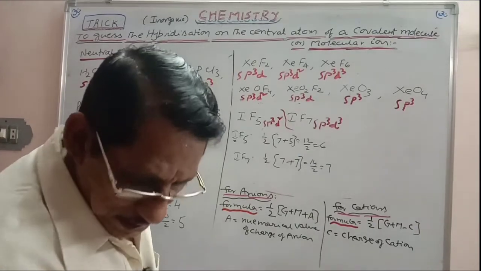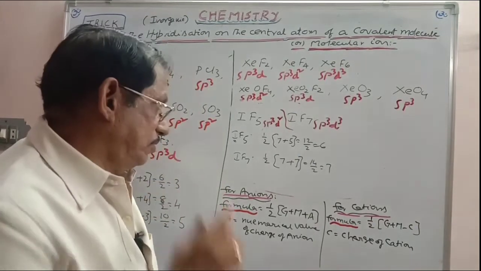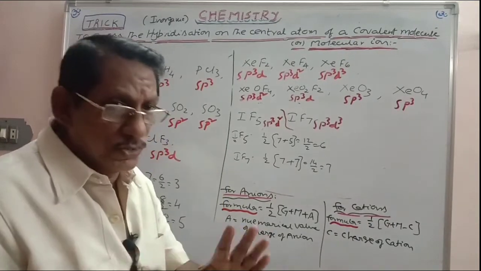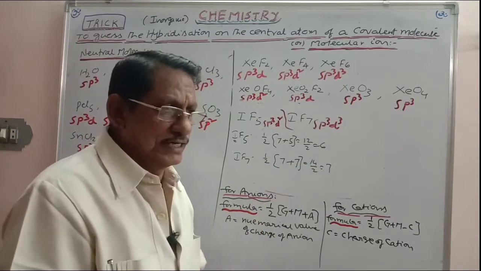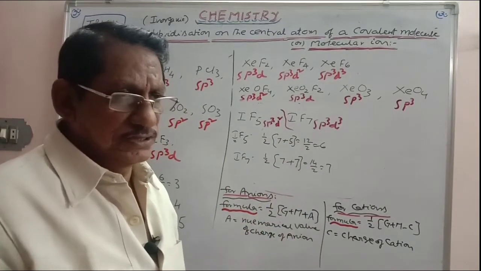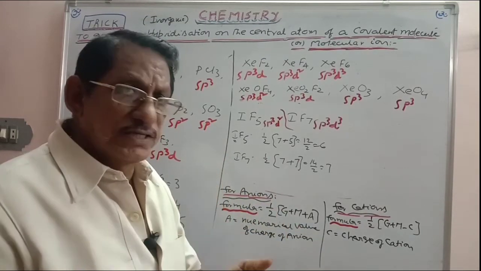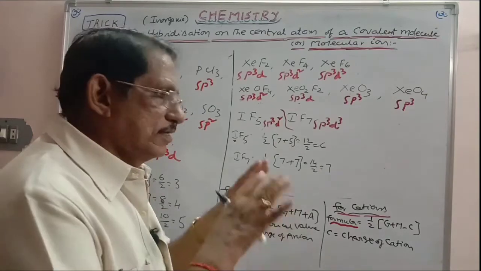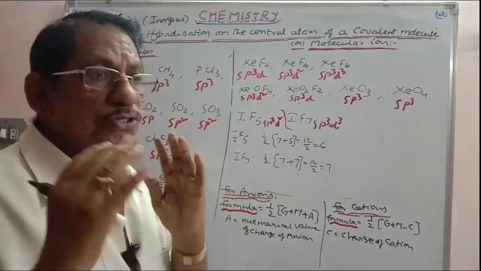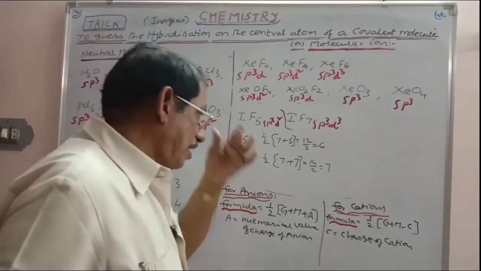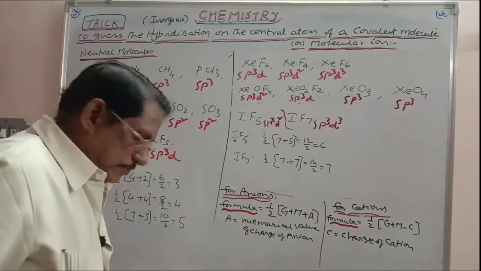Right? This is the way you have to guess the hybridization for neutral molecules. Any neutral molecule you can take, that should be a covalent compound. The central atom you have to take, consider the group number, count the number of monovalent atoms, adopt the formula half into G plus M. Whatever number is obtained, the hybridization corresponding to that number is selected there. That is the correct prediction of hybridization for a covalent molecule. Around the central atom you have to take the hybridization. Okay, please note it. Some more anions and cations we will consider as examples.